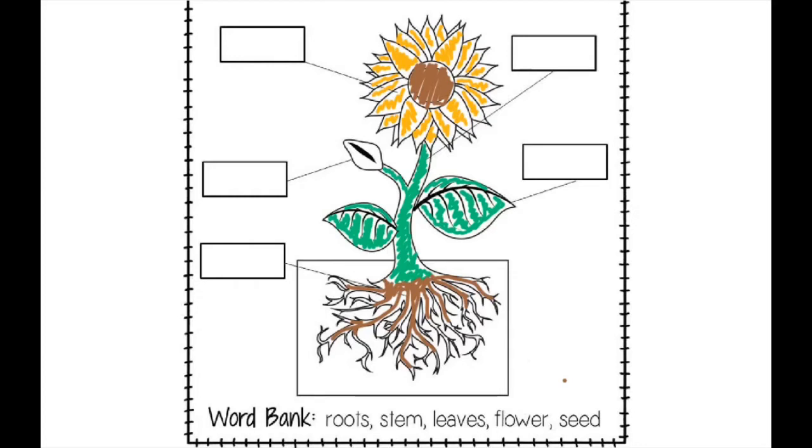The first part of the plant is the roots. The roots are the part of the plant that are in the ground, so we typically cannot see them unless we pull them up.